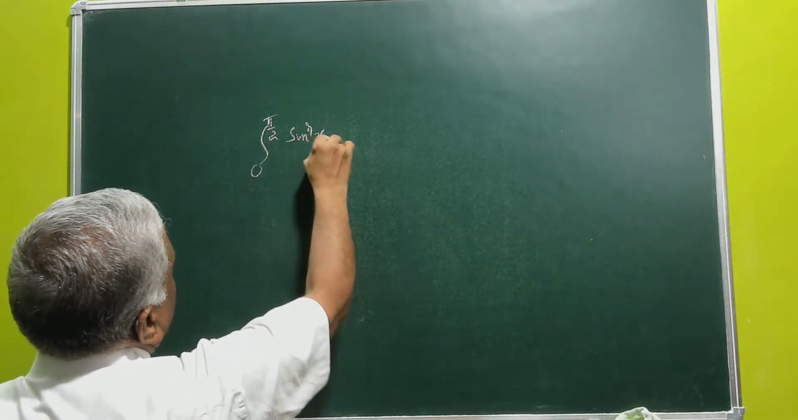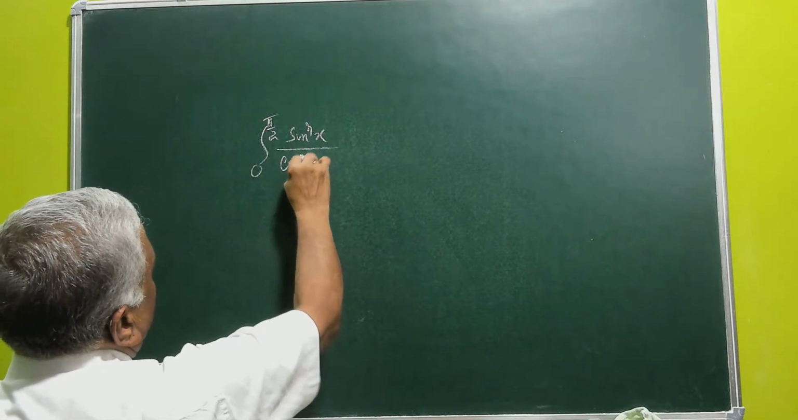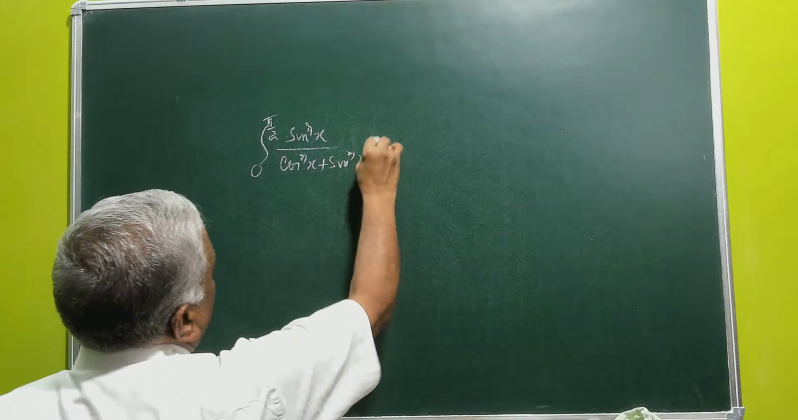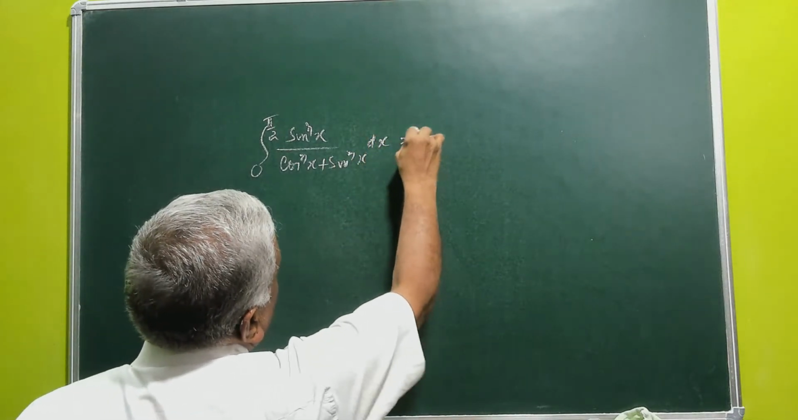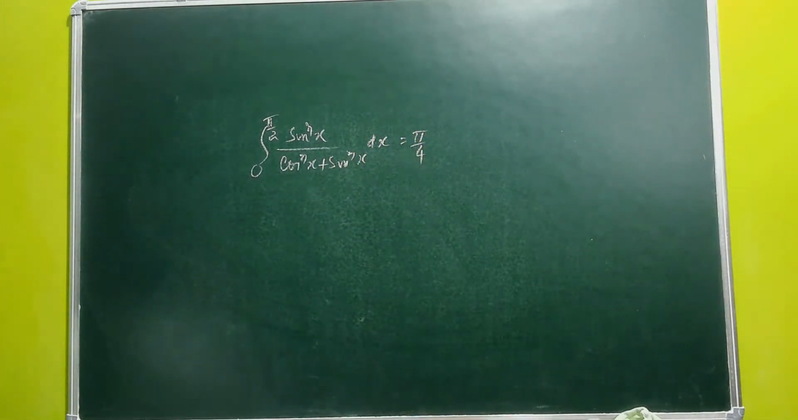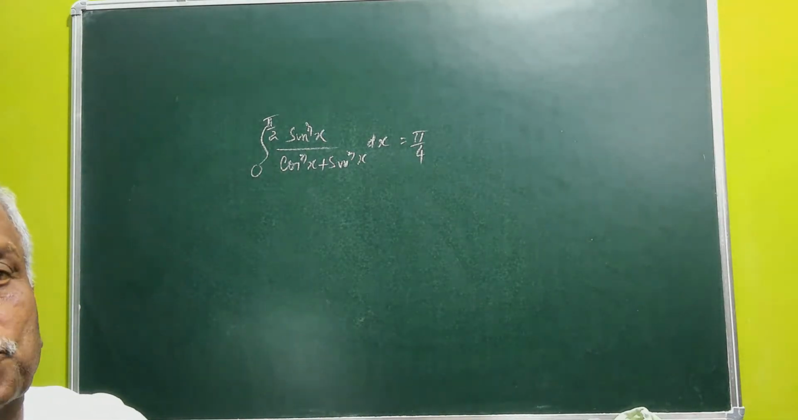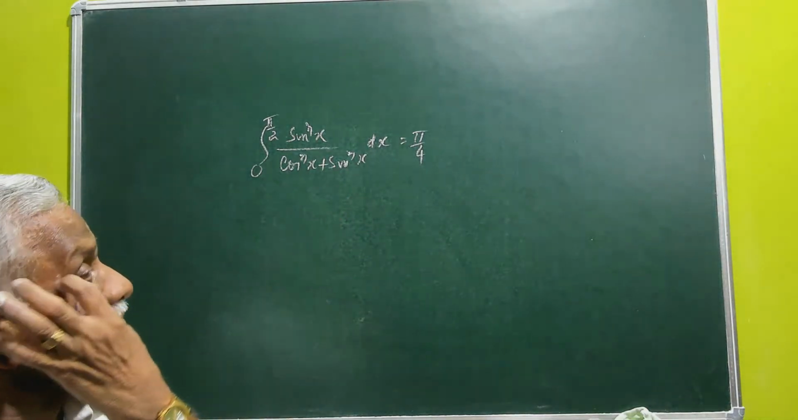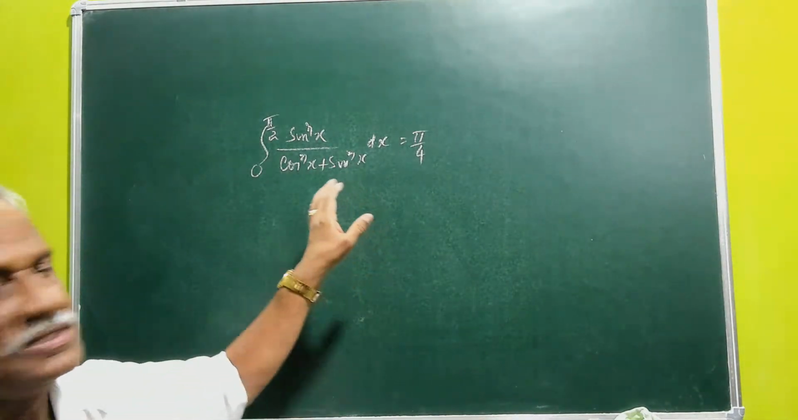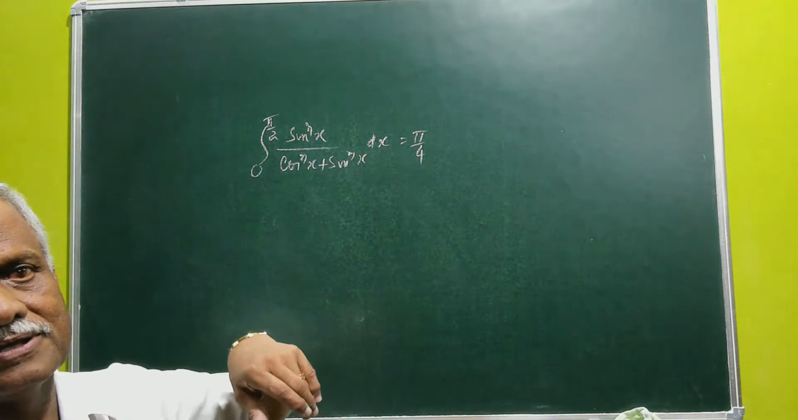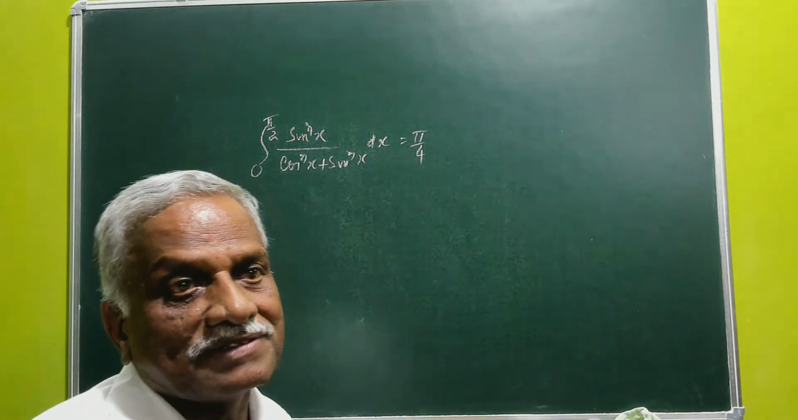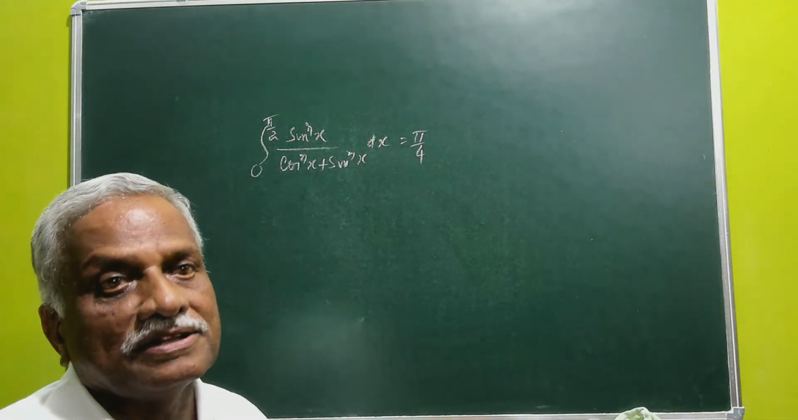sin to the power of n x over cos to the power of n x plus sin to the power of n x dx is pi by 2, where n can be greater than 2, because if n is equal to 2, it becomes even, then you will get pi by 4 only. But the thing is, you need not work it out. Of course, if n is less than 2, the answer is going to be different. So n greater than 2.